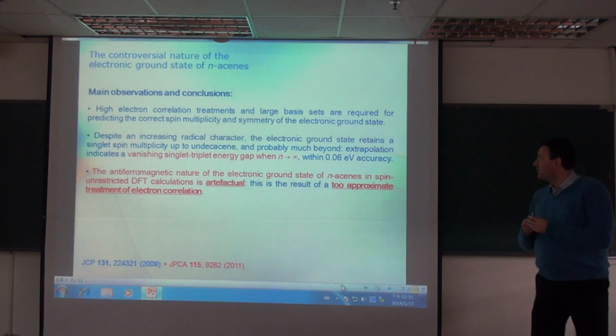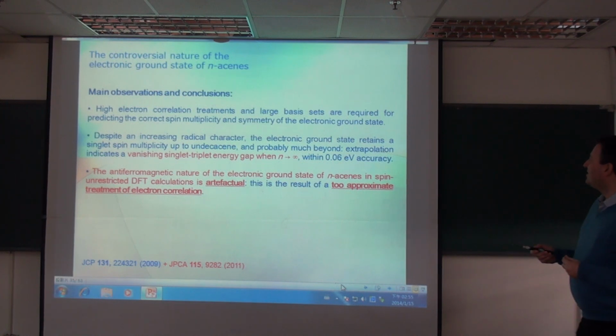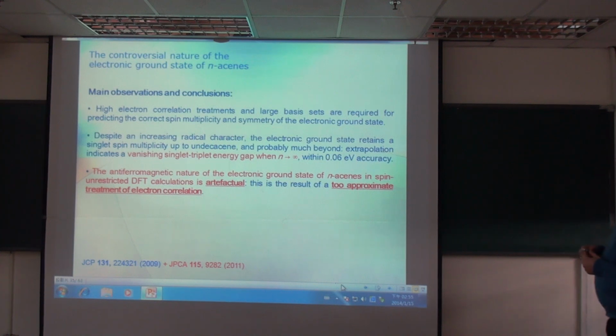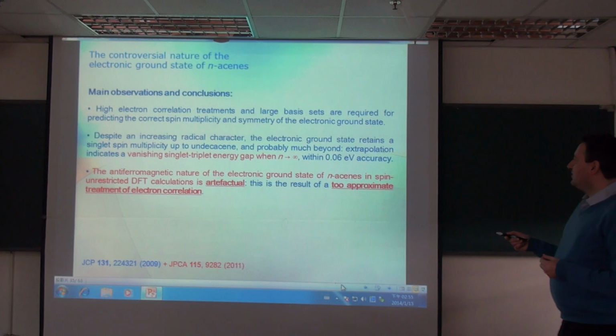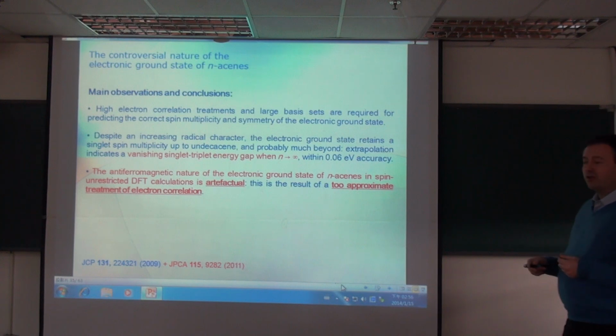Just to summarize this section on the electronic ground state of acenes, we've seen that high electron correlation treatments and large basis sets are required for predicting the correct spin multiplicity and the symmetry of the electronic ground state. Also, despite an increasing diradical character, the electronic ground state retains a singlet spin multiplicity up to decacene and probably much beyond. Thus, extrapolation of energy indicates a vanishing singlet-triplet energy gap when we go to the limit of an infinitely large system, and this within an accuracy of 0.06 electron volt.